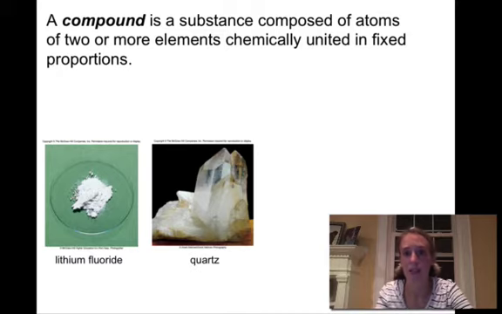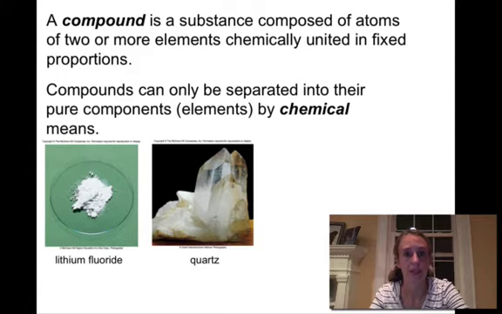A compound is a substance composed of atoms of two or more elements. And these are chemically bonded together, chemically united, and they're always in fixed proportions. So the picture here, the mineral quartz. Quartz is SiO2, one atom of silicon and two atoms of oxygen. It's always in that ratio. And most rocks are composed of varying compounds or minerals.